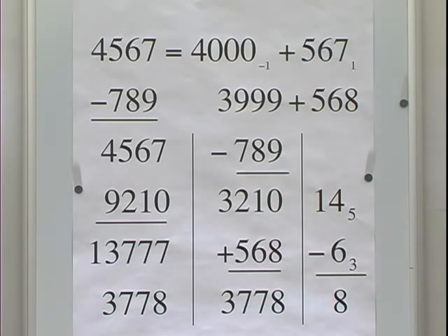Now I'm going to proceed to subtract 789 from 3,999. 9 from 9 is 0, 8 from 9 is 1, 7 from 9 is 2. And then I'll bring down that 3. Notice something, these three numbers are the 9's complement of 789. So 568 added to this: 8, 6 and 1 is 7, 5 and 2 is 7, bring down the 3 again. So I get 3,778 is our difference.